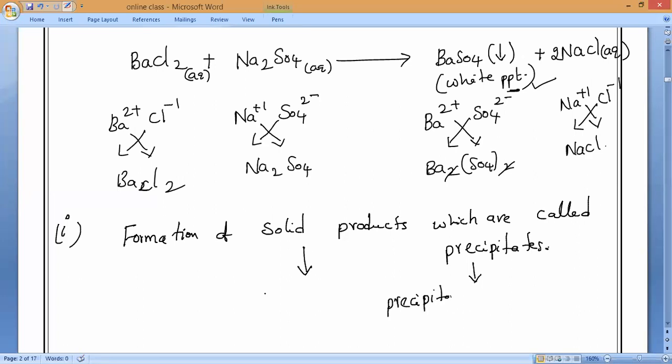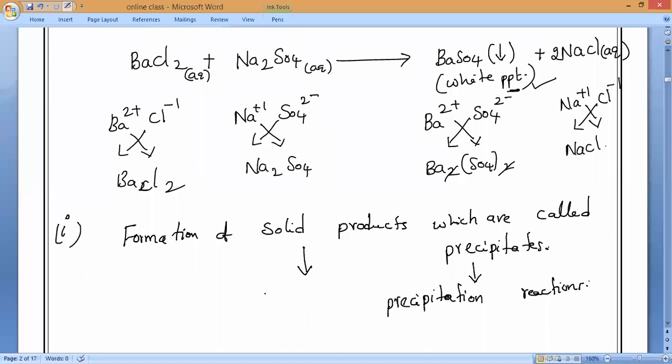What do we call it, guys? Precipitation reactions. Kindly remember that. So that is what I want to teach you. Whenever you are getting a precipitate, what do we call that reaction? Precipitation reaction.